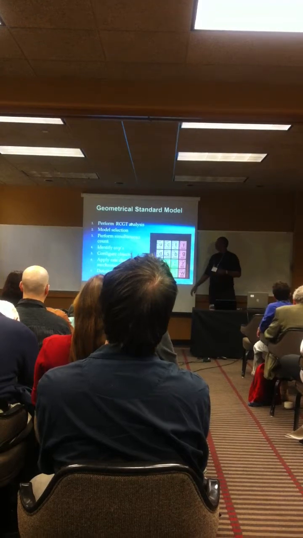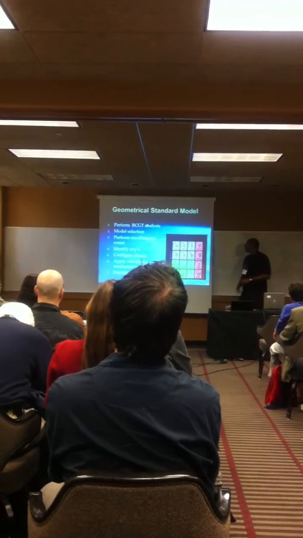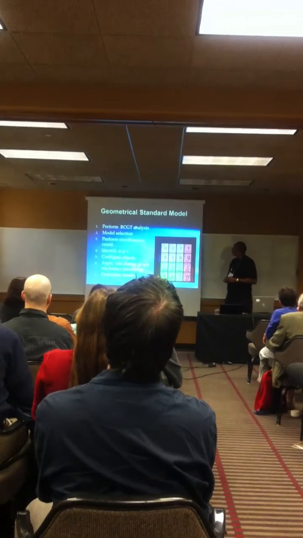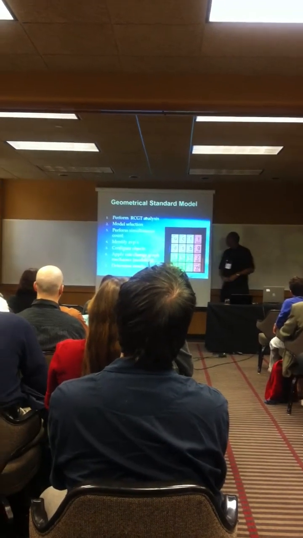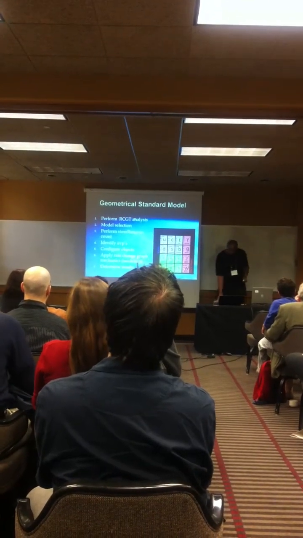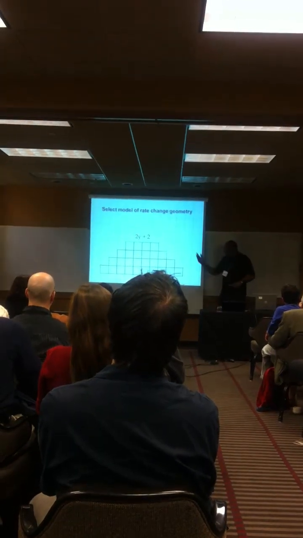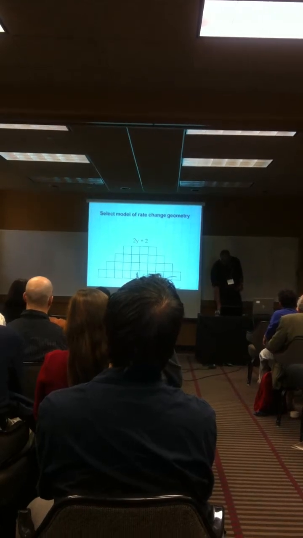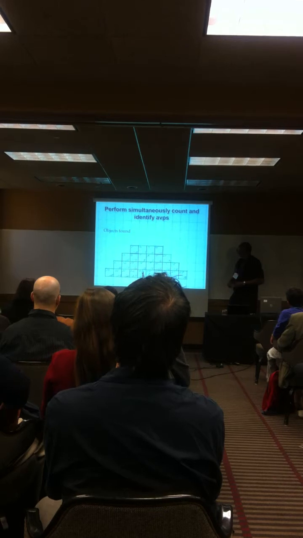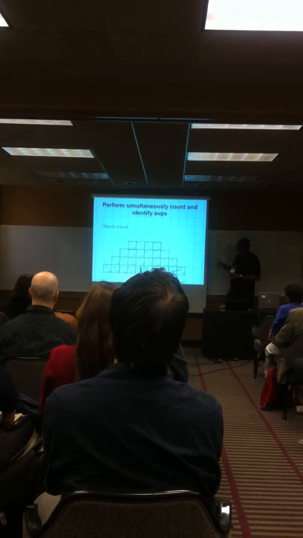All right, what I'm going to do is an analysis. I'm going to select the model, I'm going to perform a simultaneous analysis count. I'm going to identify the ADPs like we did. Then I'm going to configure the objects and apply rate change and then determine the results. So we said 2y plus 2 is going to give us our geometry. It gives us 4 across that really kind of works for us. And so now I just identify those objects.